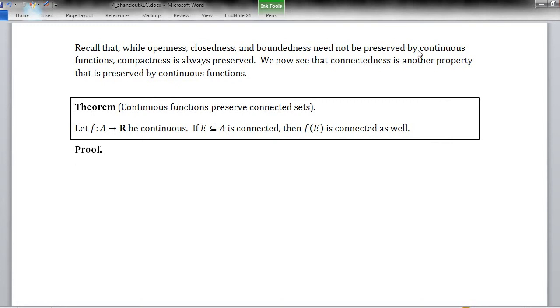Okay, well, remember that our eventual goal is to prove the intermediate value theorem, but it turns out that it's better to prove another theorem first and then see how the intermediate value theorem follows from the first theorem. So what is that theorem?